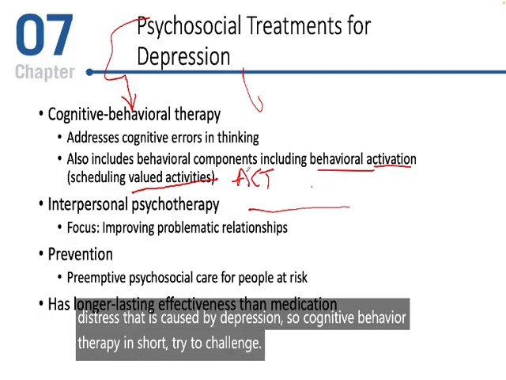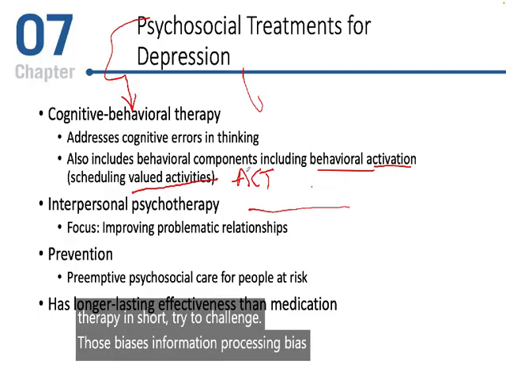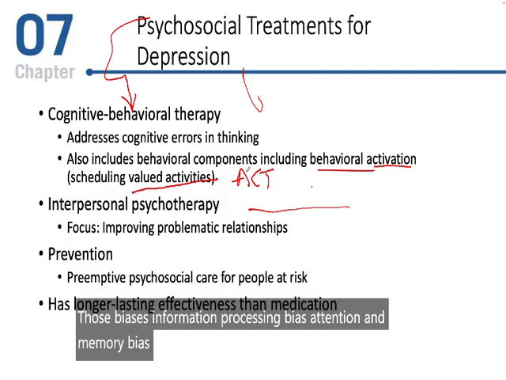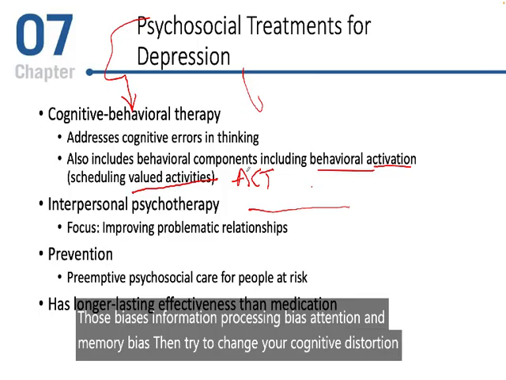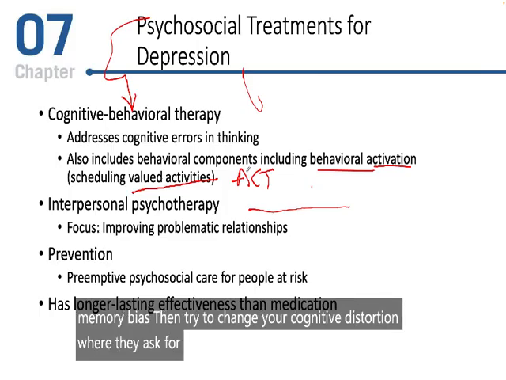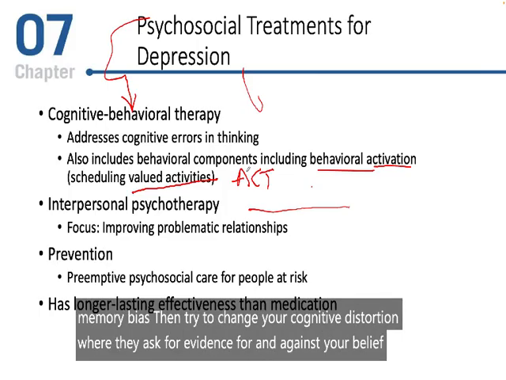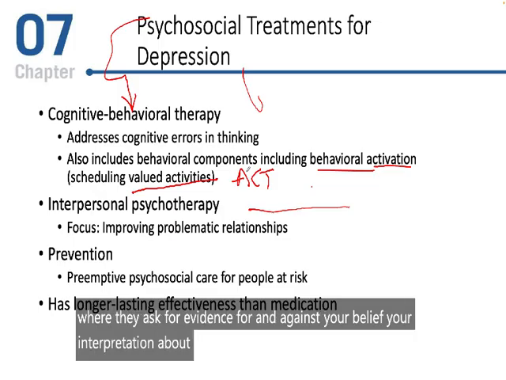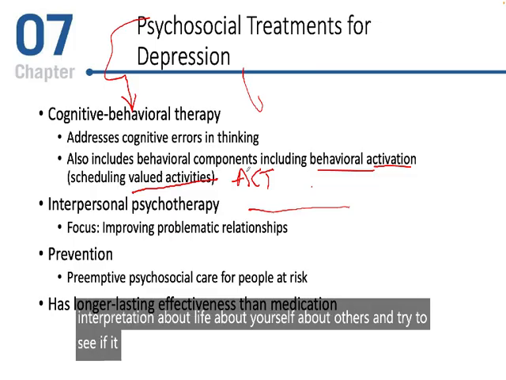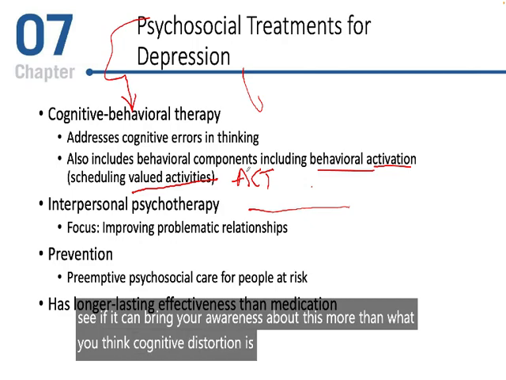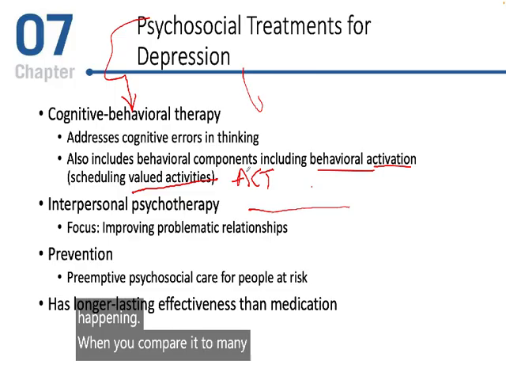So cognitive behavior therapy, in short, tries to challenge those biases: information processing bias, attention and memory bias. Then it tries to change your cognitive distortion, where they ask for evidence for and against your belief, your interpretation about life, about yourself, about others, and try to see if it can bring your awareness that there's more than what you think. Cognitive distortion is only one possible happening when you compare it to many other possibilities.